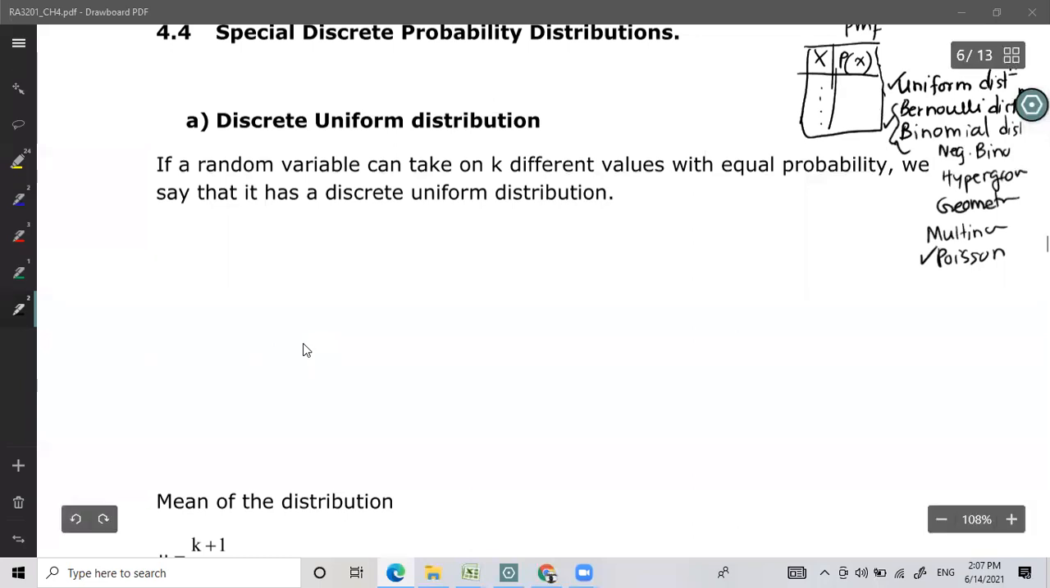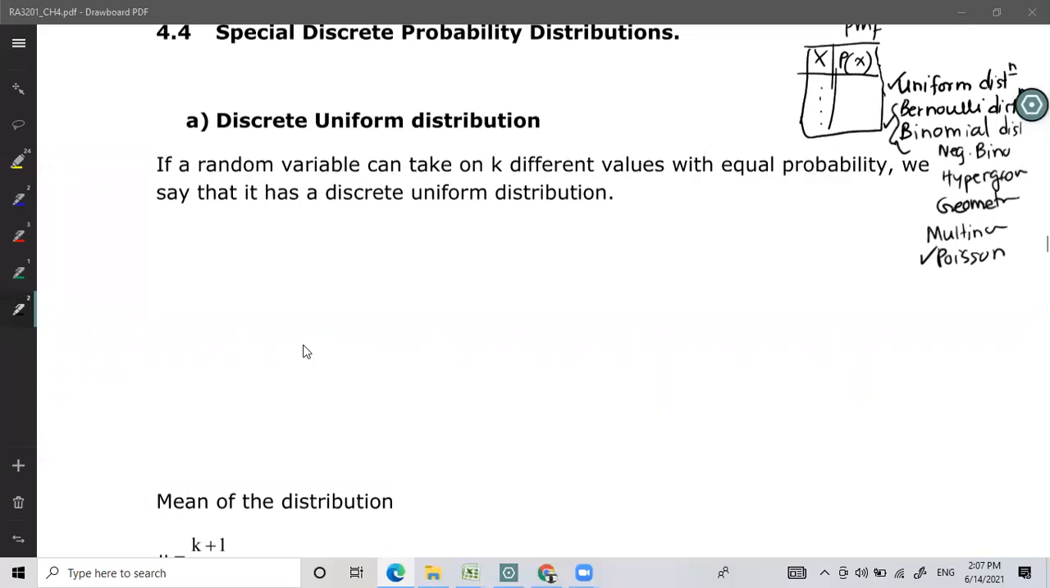For the uniform distribution, you know the total probability is one. The total probability of one is equally distributed among all possible outcomes. Like in that example assignment, all four cashiers have the same probability. So that is uniformly distributed, right? Whatever the number of possible outcomes you have in the sample space, all of them will get the same probability.